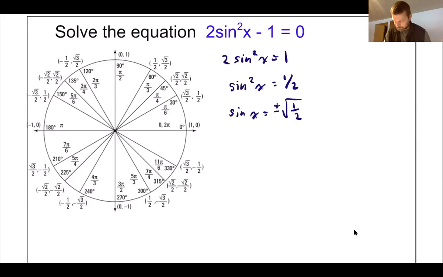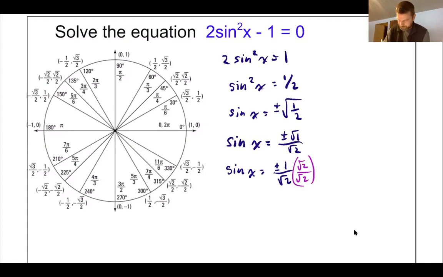I could keep simplifying this by writing sine of x equals plus or minus the square root of 1 over the square root of 2, right? I can do that with square roots. Square root of 1 is just 1, so this would be plus or minus 1 over the square root of 2. And last but not least, we typically don't like square roots in the denominator, so multiply by the square root of 2 over square root of 2. And I finally get an answer of sine of x equals plus or minus square root of 2 over 2.